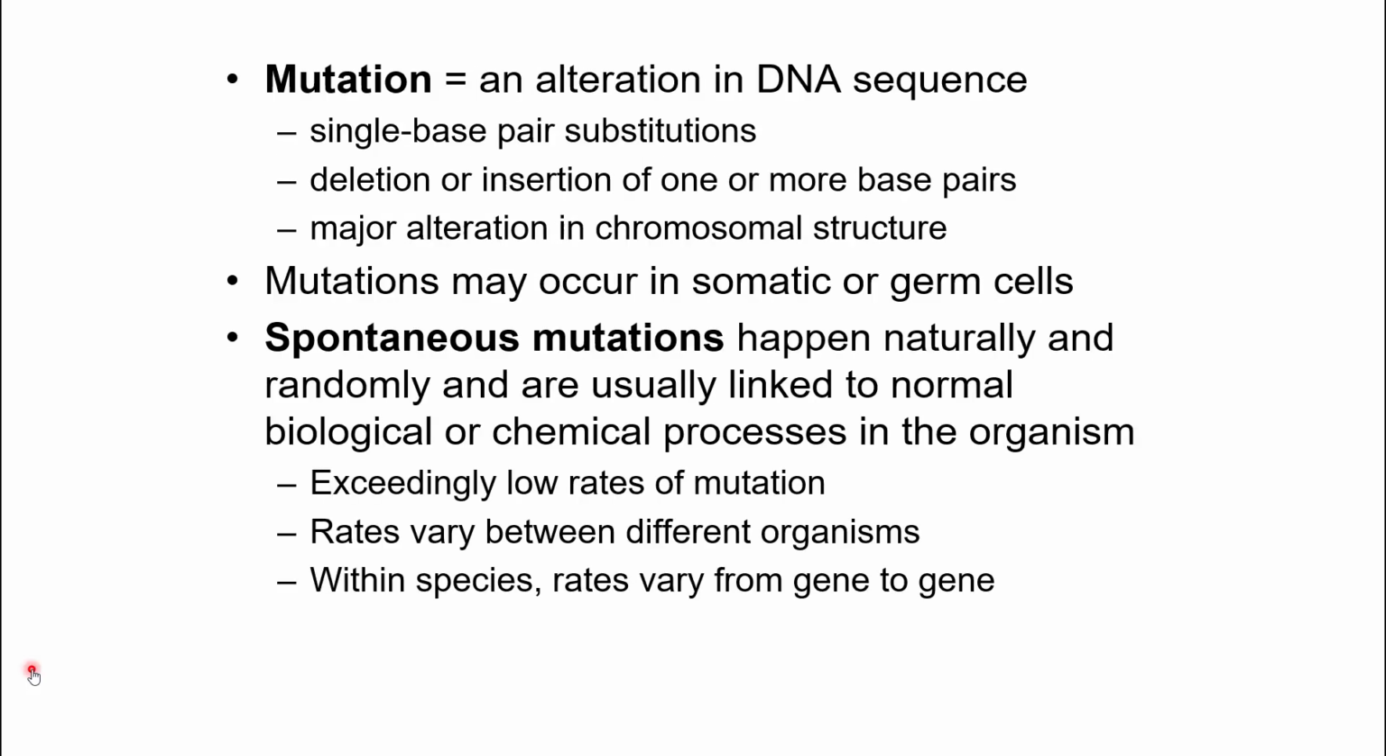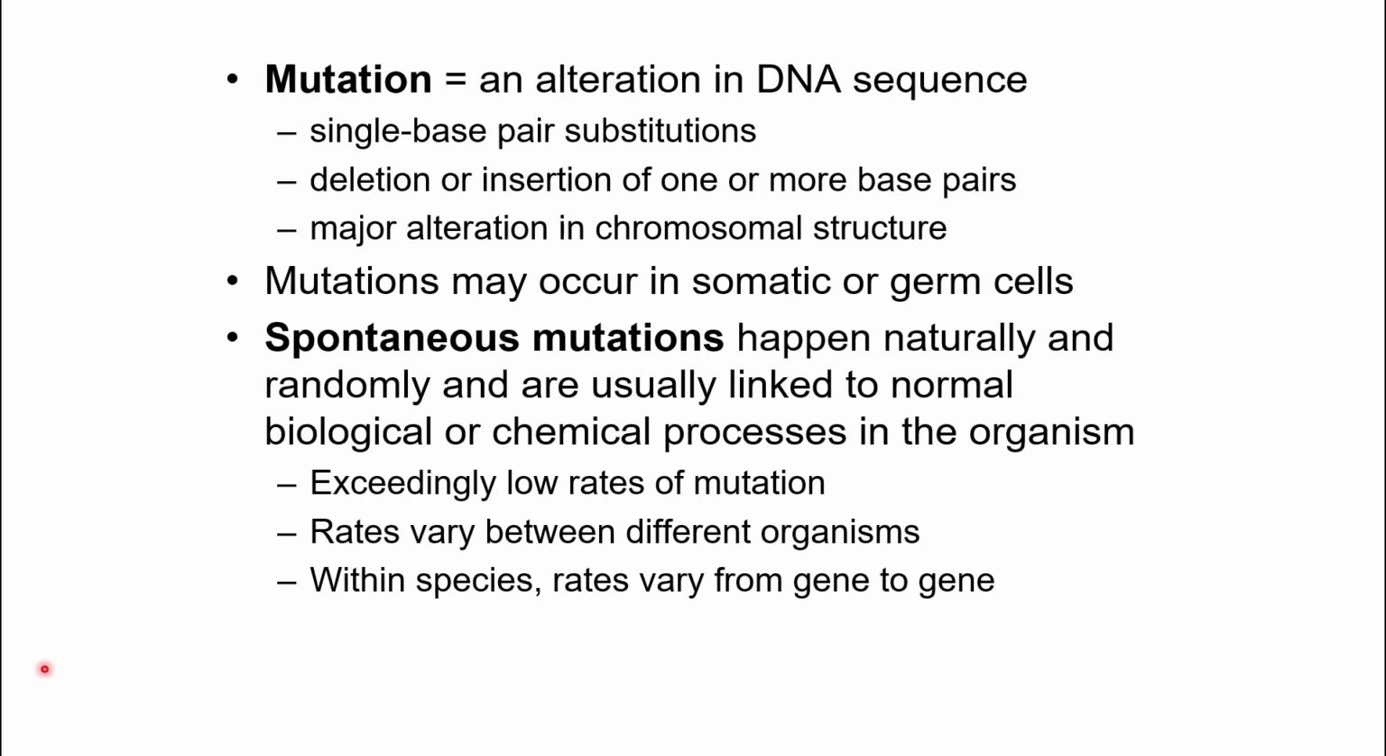Right? So mutation is an alteration in the DNA sequence, and that alteration can be a single base pair substitution, in which we take an adenine and maybe substitute it with thymine. It could be a deletion or insertion, where we're either taking out a base pair or putting in a base pair, or it could even include major alterations in the chromosomal structure, similar to what we talked about in our previous chapter on chromosomal aberrations.